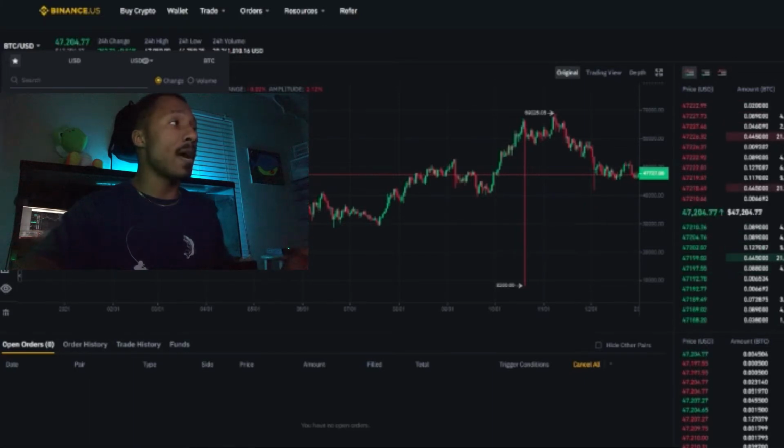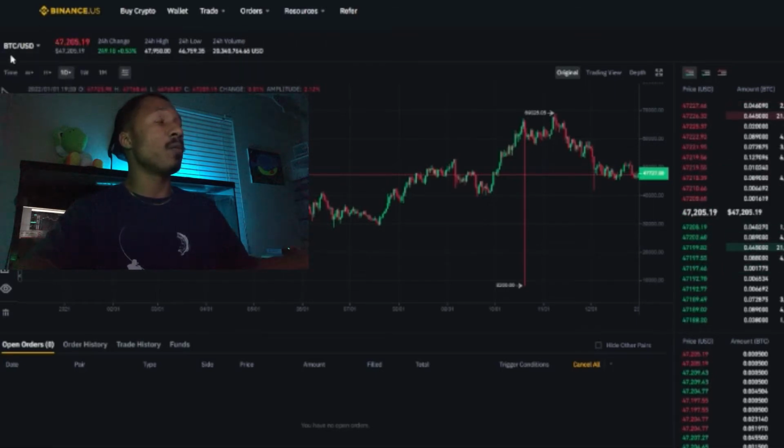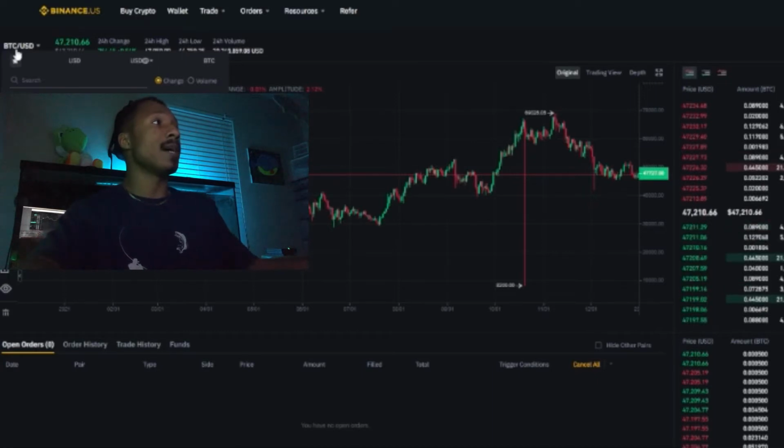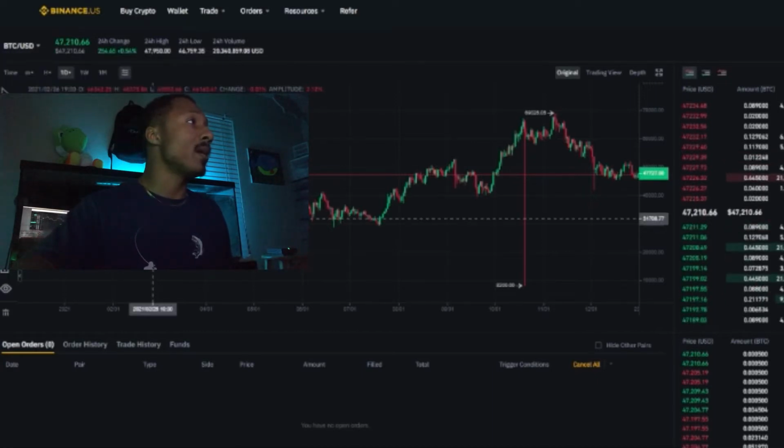So if you wanted to buy with cash, you would do ADA / USD. If you wanted to buy Bitcoin with cash, you would do Bitcoin / USD, US dollar. So with that out of the way, now let's check this out.